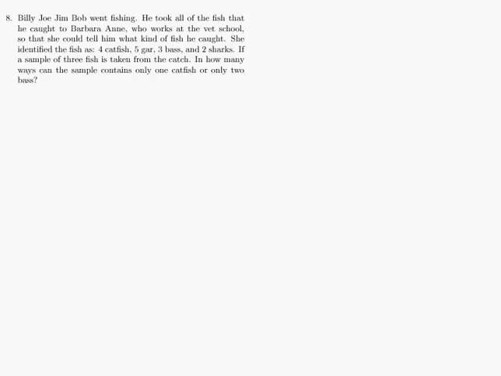So we have a guy that went fishing, caught a few fish. We're going to take a sample of 3 from the fish that he caught. We want to know how many ways can this sample contain only 1 catfish or only 2 bass. Now once again, the keyword or. So or is the number of A union B. If you don't want to use this formula, the problem is much longer.